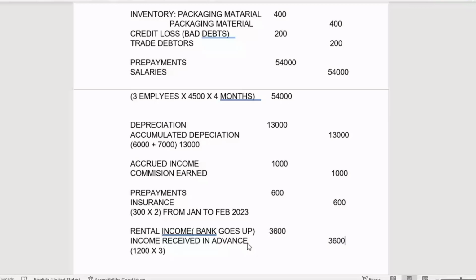Okay, that brings us to the end of our adjustment journals. Who needs clarity? Who needs further explanation on this before I move on to the closing transfers?